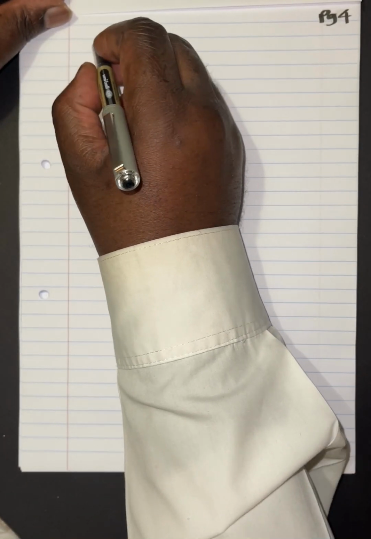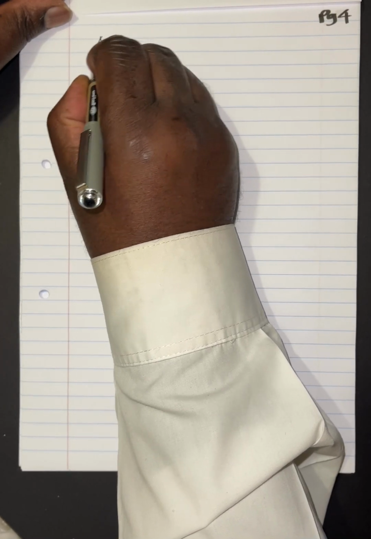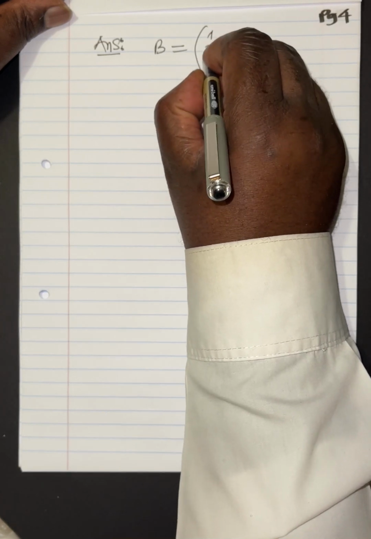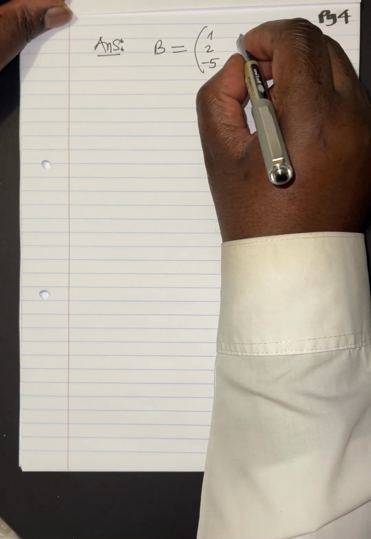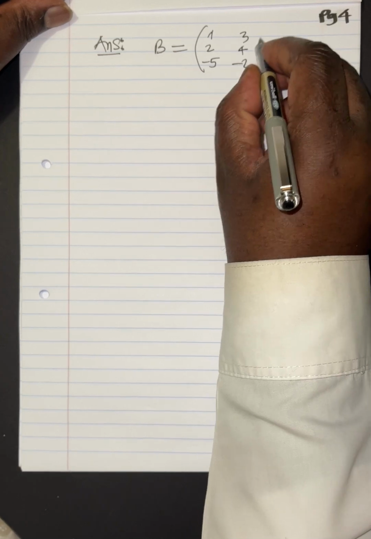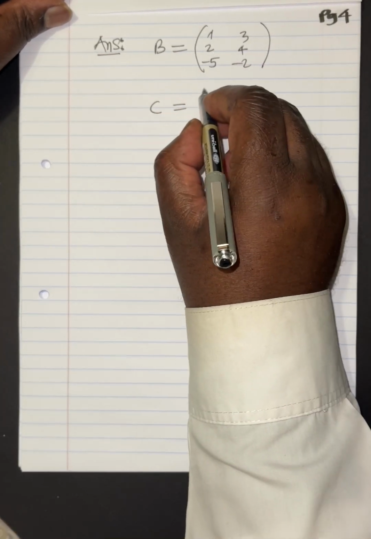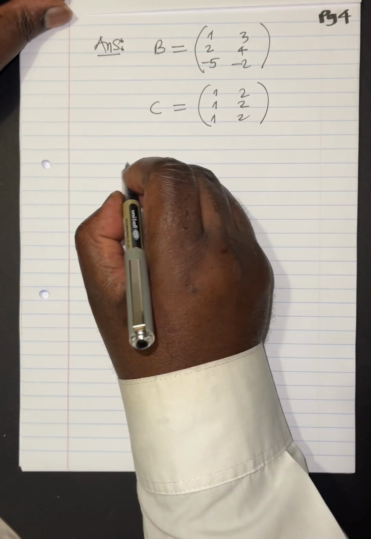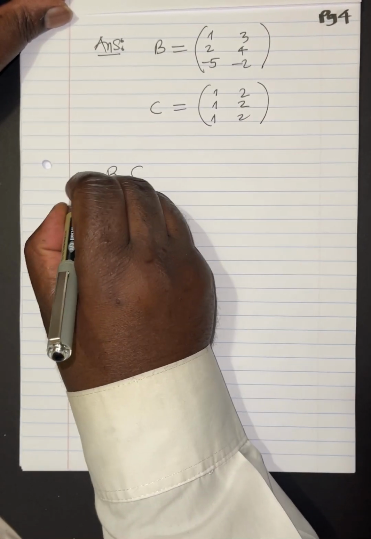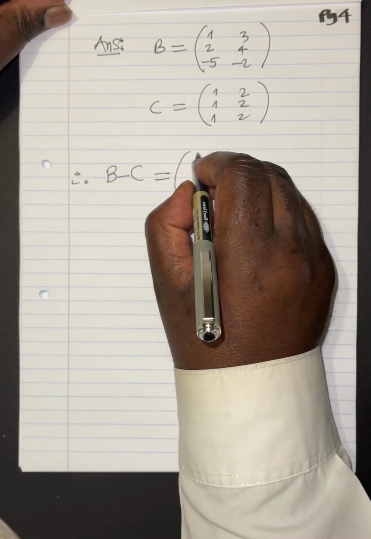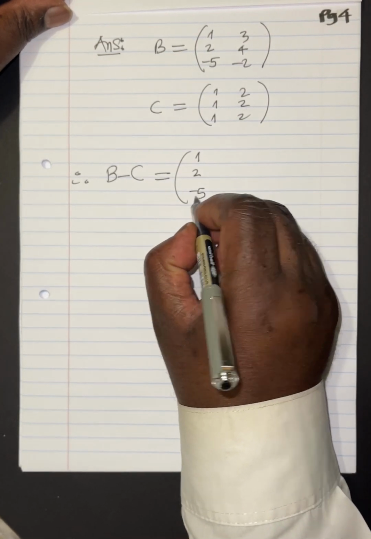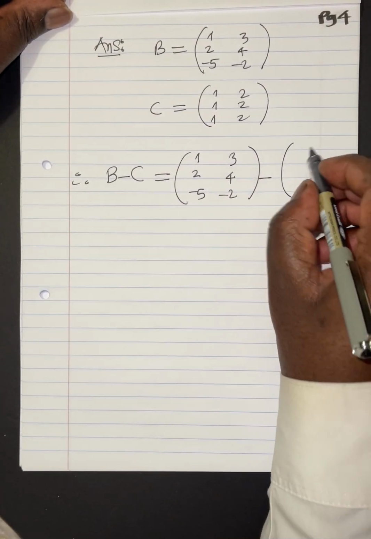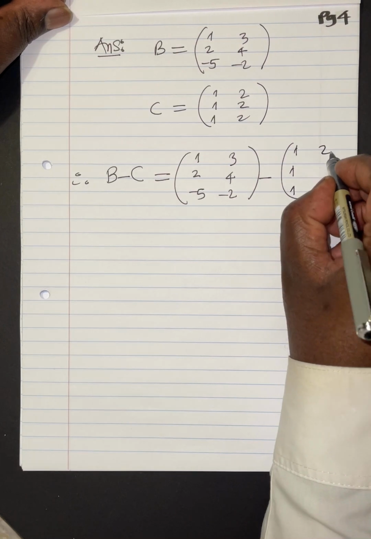So we are told that our B, let me capture the matrices again, equals 1, 2, and then minus 5. Then we have 3, 4, and then minus 2. And then we're told C is equal to 1, 1, 1, and then 2, 2, 2. We are required to work out B minus C. Therefore, B minus C will be equal to 1, 2, minus 5, and then 3, 4, minus 2, minus 1, 1, 1, and then 2, 2, 2.